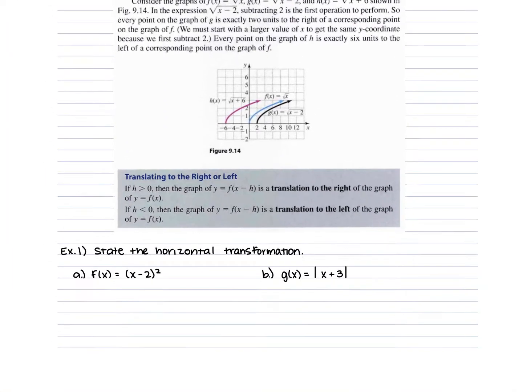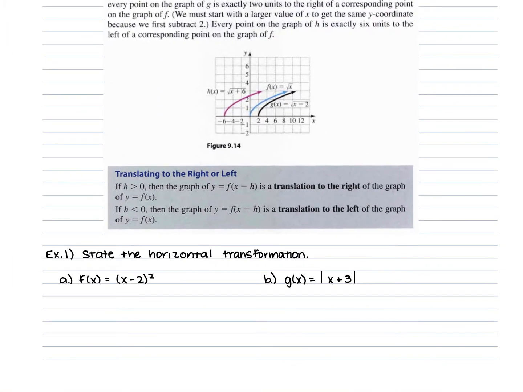The first type of transformation that we are going to look at is horizontal transformation. So this means that we're going left or right. That change is going to happen within parentheses or within the brackets or under the radical. So it gives you that translation right or left. It's going to move to the right so many units or to the left so many units. With these, you want to think opposite. So any of your horizontal transformations that we're going to be working with, left or right, you're going to kind of think the opposite.